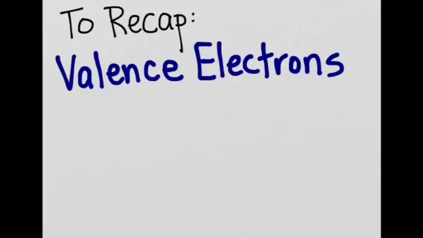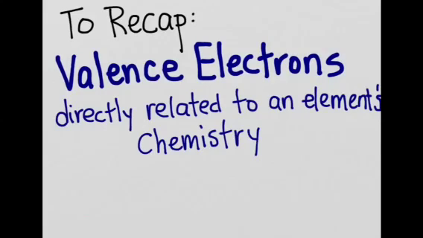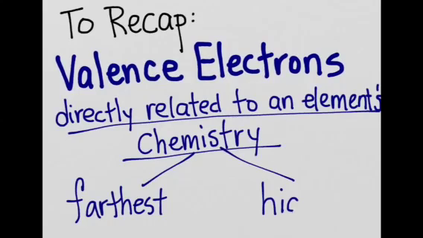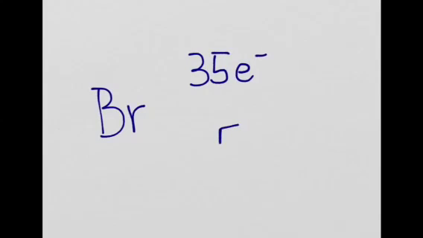Okay, now to recap. Valence electrons are important because they are directly related to an element's chemistry. There are 2 characteristics of valence electrons. They are the farthest from the nucleus, and they are the ones at the highest energy levels. We saw from our example that bromine had 35 electrons, but only 7 of those electrons were valence electrons.